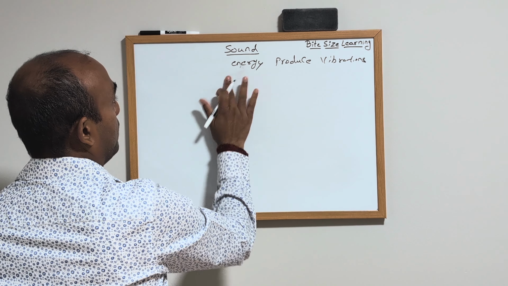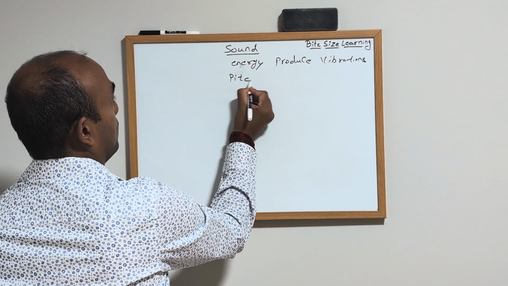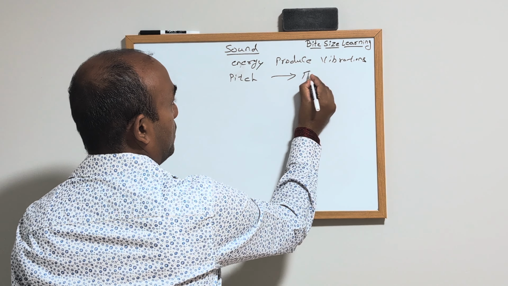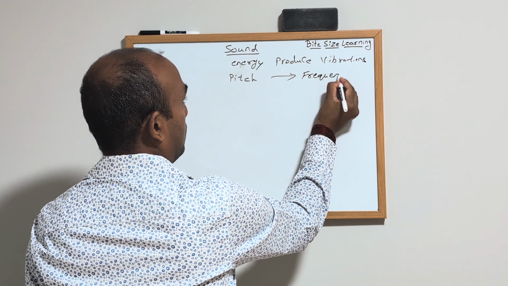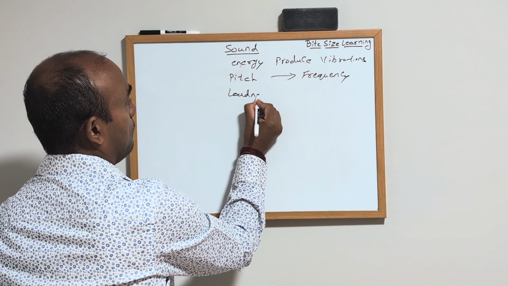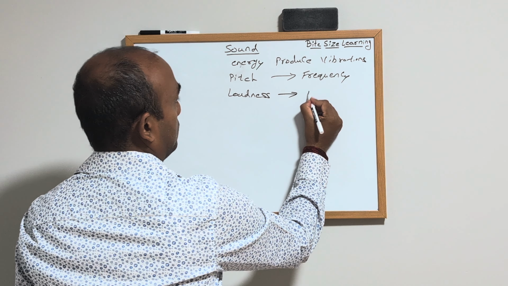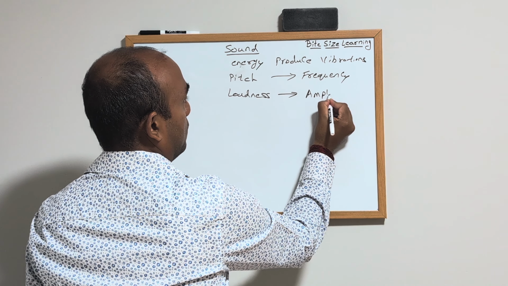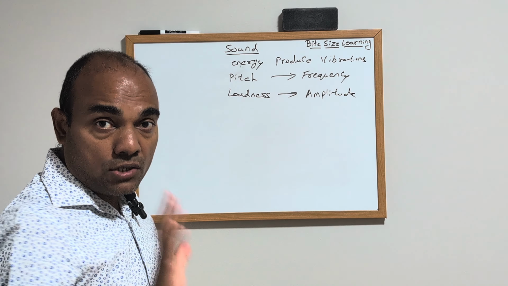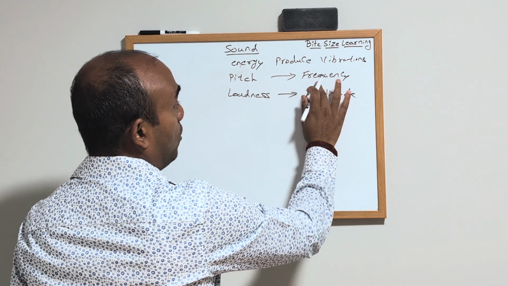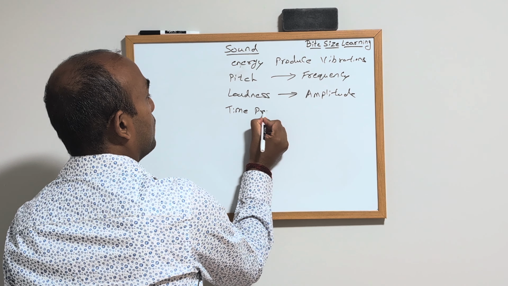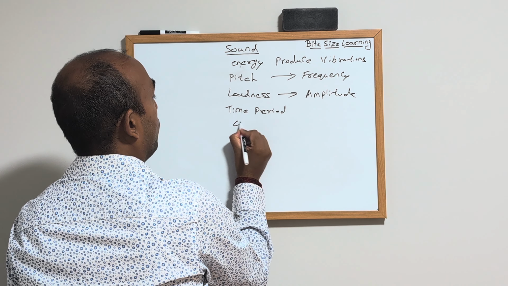So what I explained in the last lecture is pitch, right? The pitch of a sound is measured by the frequency, okay, and loudness is measured by the amplitude. Now to understand sound, along with frequency and amplitude, you need to understand time period and oscillations.